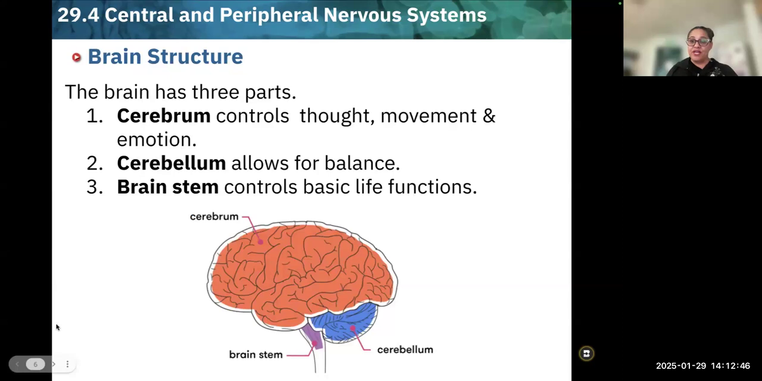So our brain structure: our brain has 3 main parts. The cerebrum, that big orange part in the picture. When you hear the word brain, you usually picture the cerebrum. That is the part that controls thought, movement, and emotion. The cerebellum allows for balance and coordination, along with some structures in our ears. And the brainstem controls basic life functions. Those are things like heart rate and breathing that we don't control. Our body just automatically does them for us.